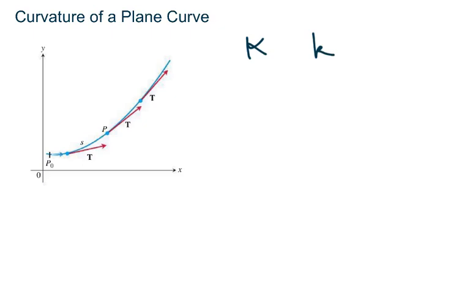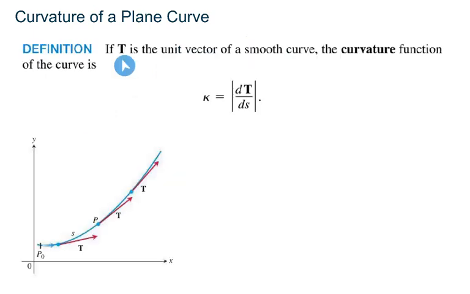So I know I've been writing cursive lowercase k's. When we talk about curvature, we represent it with a fancy K. Your books look kind of like this, but I will draw my kappas like that. So we're going to talk about kappa. If T is the tangent unit vector on some smooth curve C, the curvature, which we call kappa, is the magnitude of the derivative of that tangent unit vector with respect to s.